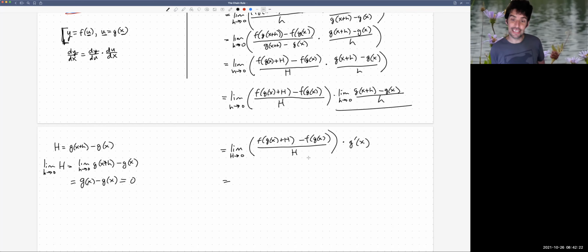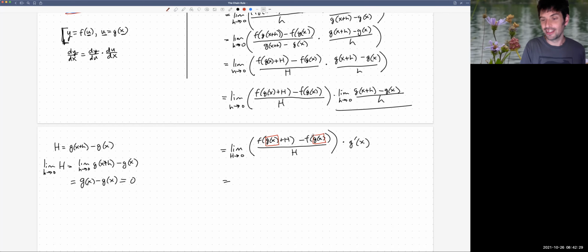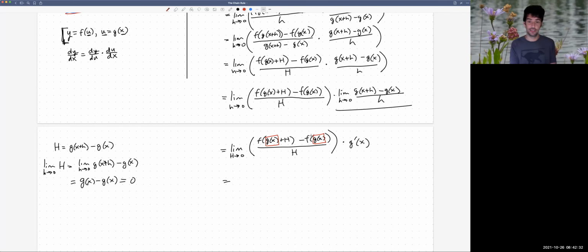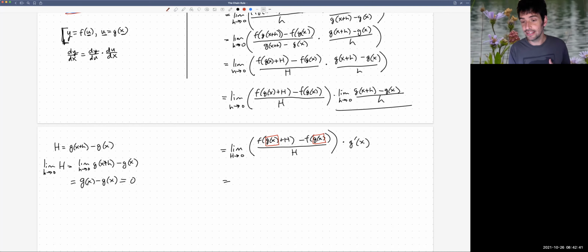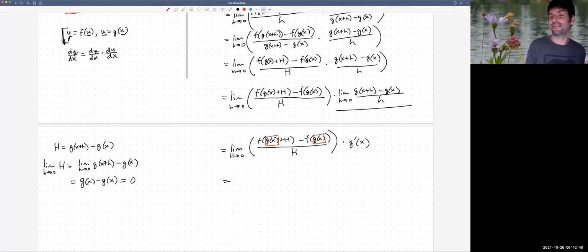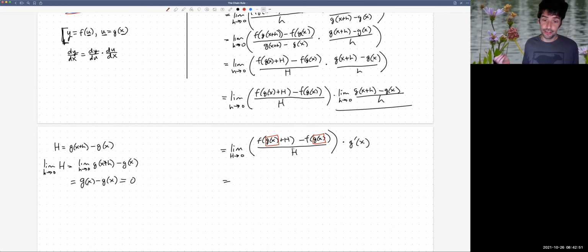Okay, now let's look carefully at what we have here. This g of x and this g of x are just the input to f. And we're taking the input plus some little bit that I'm calling capital H, subtracting the function at its input, g of x, and then dividing by that little bit, right? This is the definition of the derivative of f. This is just the definition with respect to the input g of x.